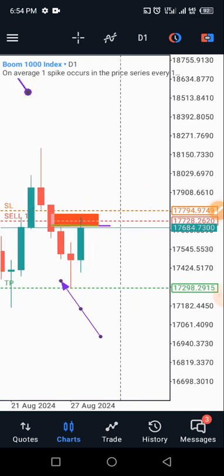Guys, definitely you want to use this concept whenever you want to analyze the market.